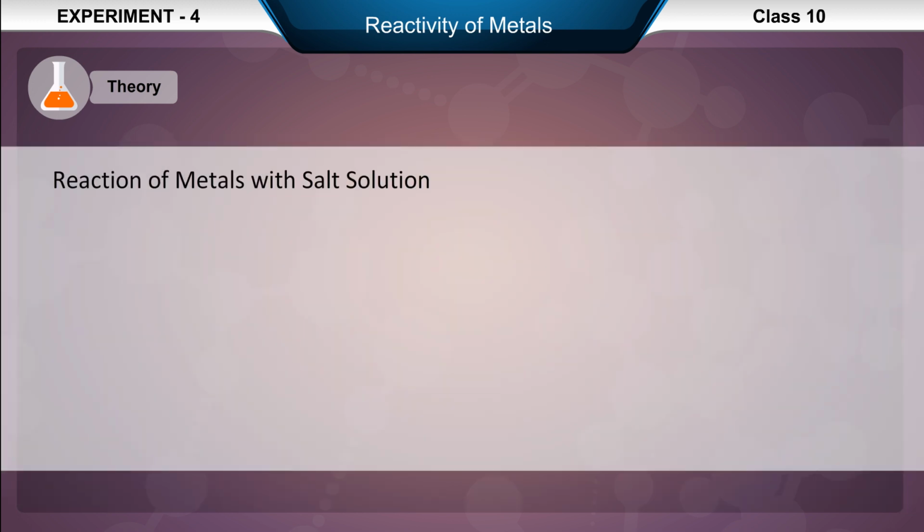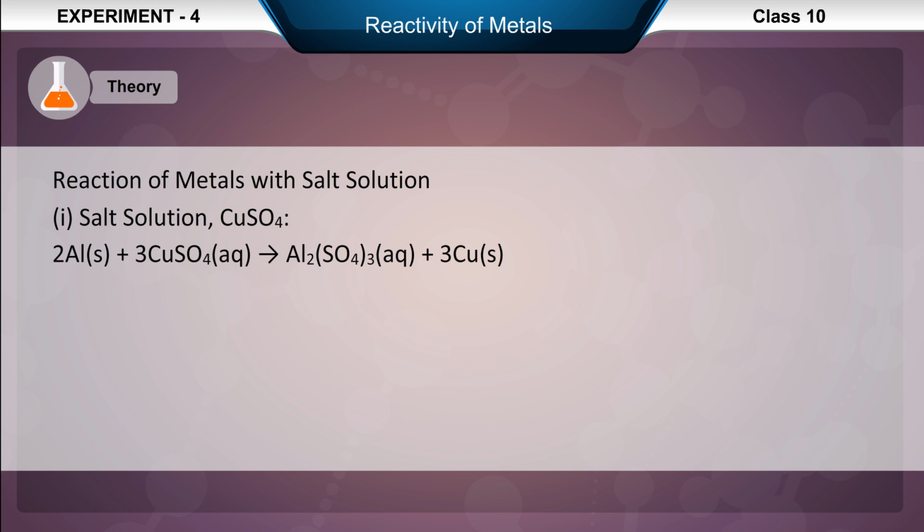Reaction of metals with salt solution. 1. Salt solution, CuSO4. 2Al in solid state plus 3CuSO4 in aqueous state results in Al2(SO4)3 in aqueous state plus 3Cu in solid state. Zn in solid state plus CuSO4 in aqueous state results in ZnSO4 in aqueous state plus Cu in solid state.